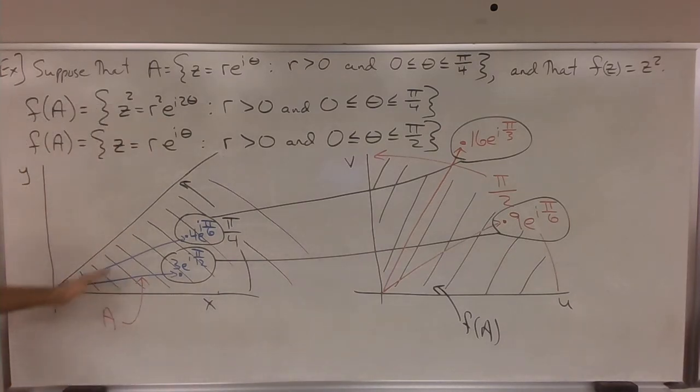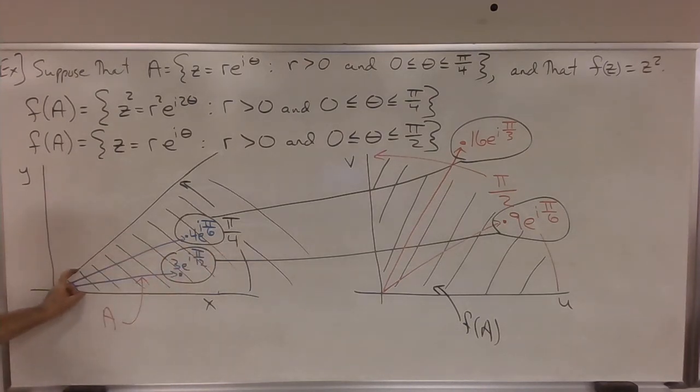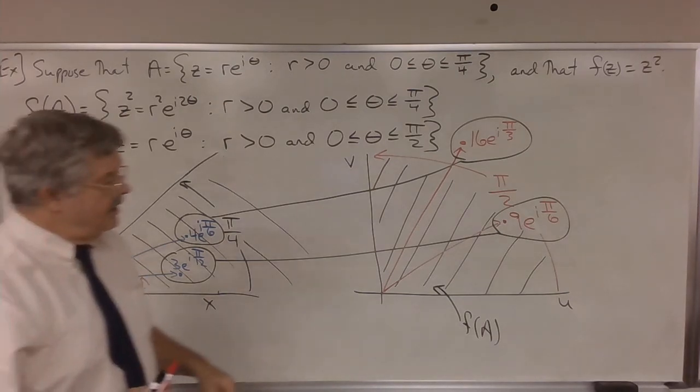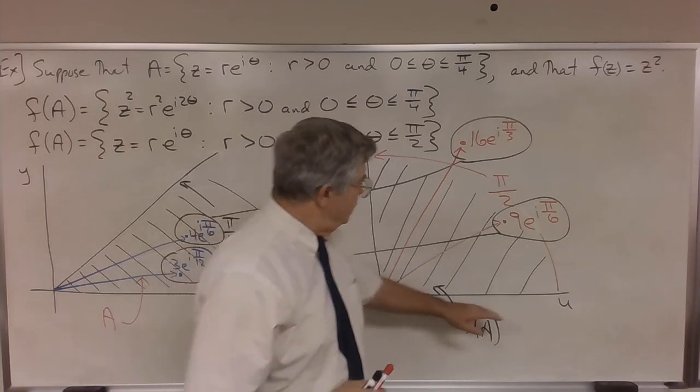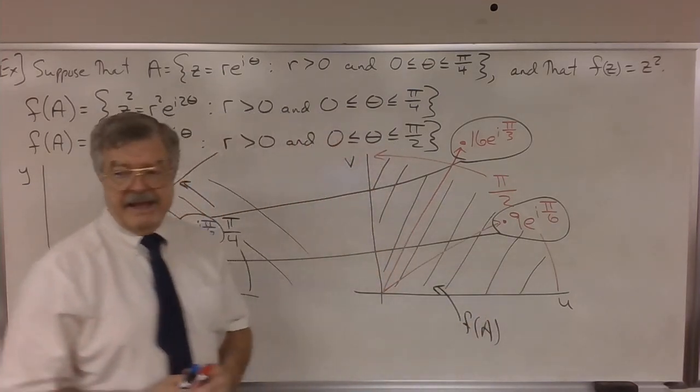And the image of the region A, which is this wedge corresponding to the angle pi over 4, the image of A, this slice of pizza right here, is f of A, which is the entire first quadrant in the UV plane.